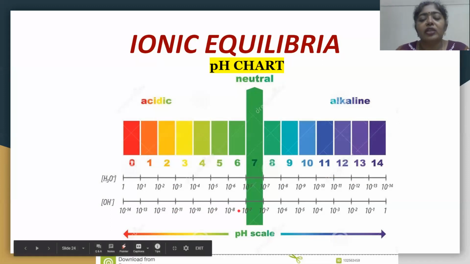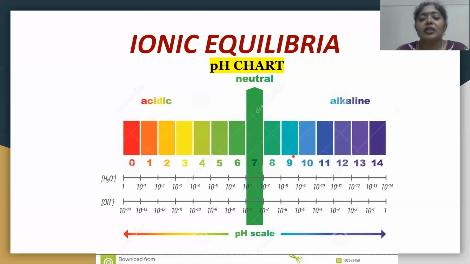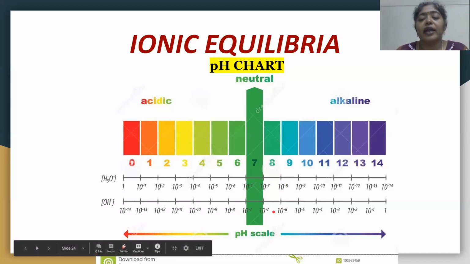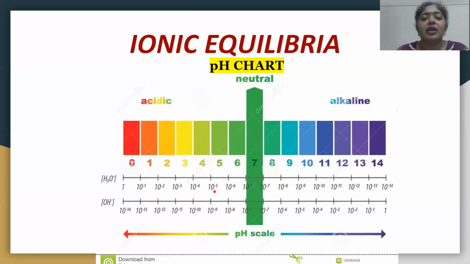But if my pOH is more than 7, meaning 8, 9, 10, 11, when do I get this pOH more than 7? That is if the hydroxyl ion concentration is going to be greater than 10 power minus 7. So if the OH minus ion concentration is more, it will be an alkaline solution. OH minus ion concentration greater than 10 power minus 7 means alkaline. H plus ion concentration greater than 10 power minus 7 means it is acidic. I hope you've understood this pH chart.